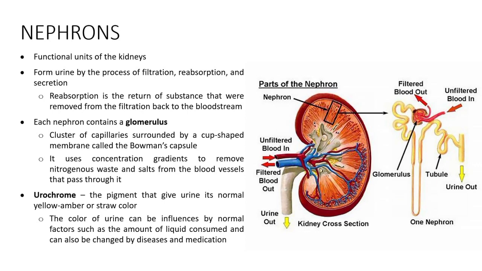Each nephron contains a glomerulus, a cluster of capillaries surrounded by a cup-shaped membrane called the Bowman's capsule. It uses concentration gradients to remove nitrogenous waste and salts from the blood vessels that pass through it. Urochrome is the pigment that gives urine its normal yellow, amber, or straw color. The color of urine can be influenced by normal factors such as the amount of liquid consumed and can also be changed by diseases and medication.